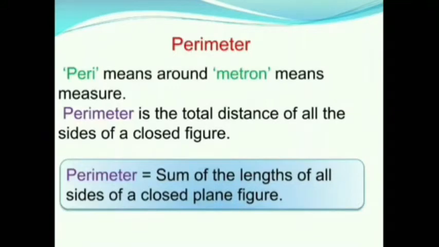Today let us learn how to find the perimeter of a polygon. The word perimeter comes from two Greek words, peri and metron. Peri means around, metron means measure. Perimeter is the total distance of all the sides of a closed plane figure. Hence, the formula to find the perimeter of a closed figure is: perimeter equals the sum of the lengths of all sides of a closed plane figure.